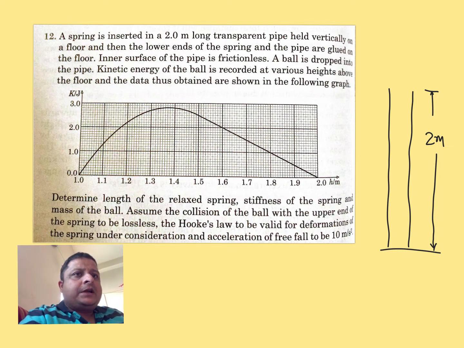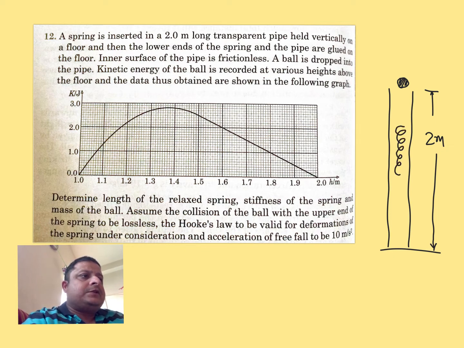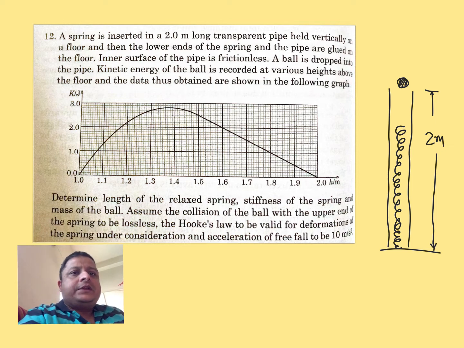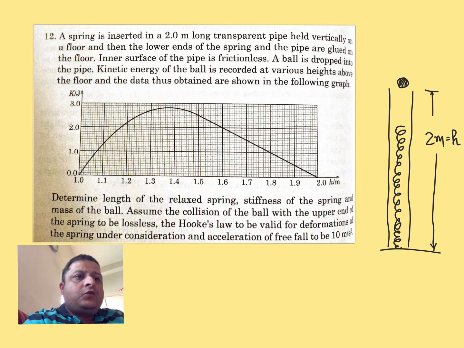Ball is dropped. Kinetic energy of ball. Suppose the ball would be dropped from here, and as per the problem, the spring length is not the full length. So it can be seen from the graph actually. See, kinetic energy of the ball K with height from ground. So this height from ground is 2 meter. If you see from 2 meter till 1.5 meter, kinetic energy varies linearly with height h.